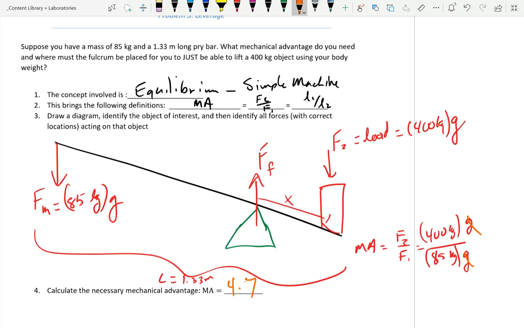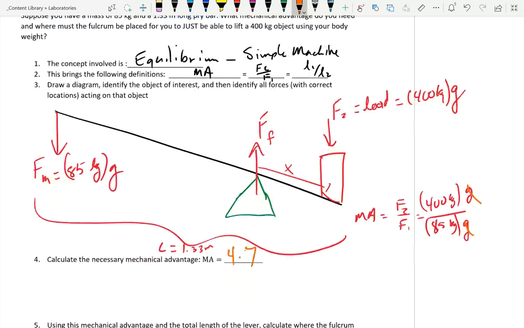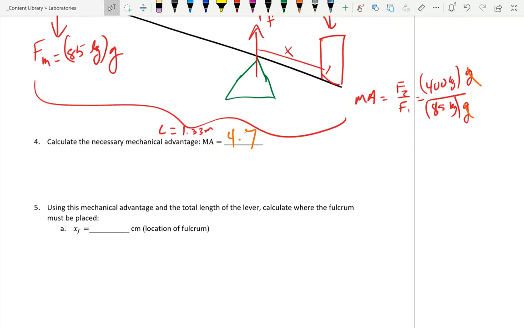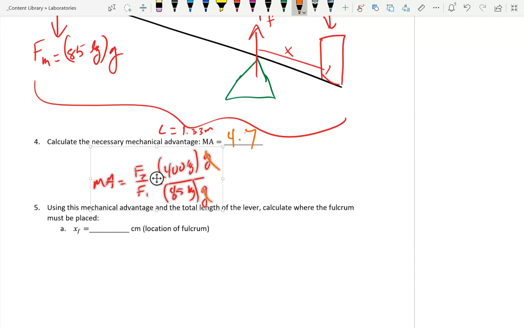Okay, so was that hard so far? No. We're not done clearly, but so far that was pretty straightforward. Now it says calculate the necessary, I'm supposed to do the work down below. Look, I'm magic. I can do the work down below. Look at that. Did it right where it's supposed to be. Using the mechanical advantage and the total length of the lever, calculate where the fulcrum must be placed.